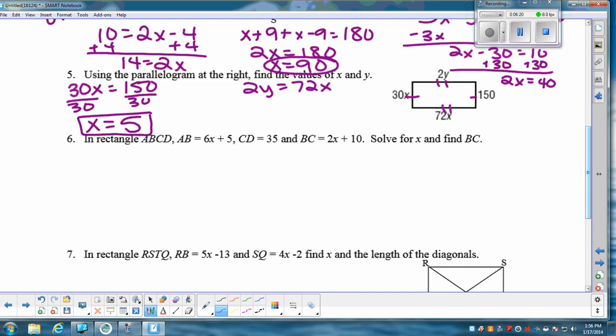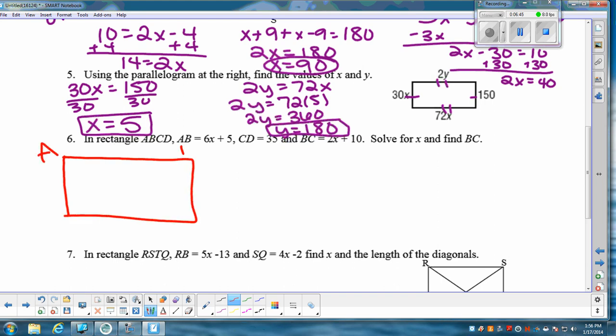Then in our other equation, we're using both x and y, but we know that x is 5, so we plug it in. We get 2y equals 360. Divide by 2, we get y equals 180. Number 6, we don't have our picture, so we draw it out.